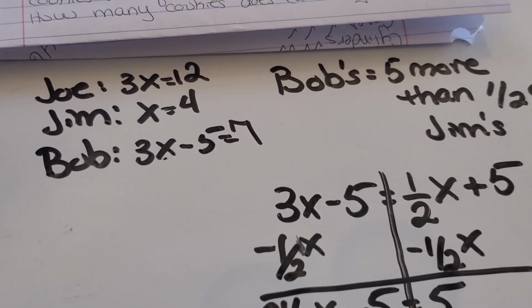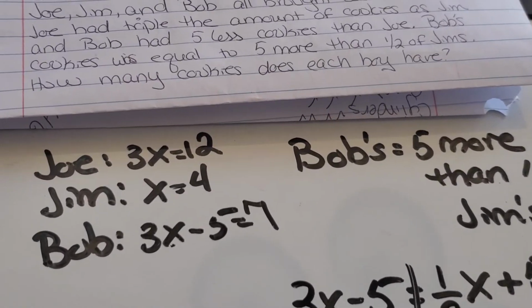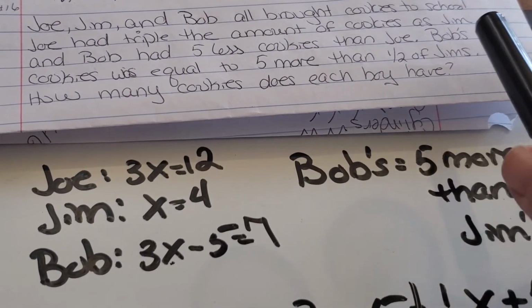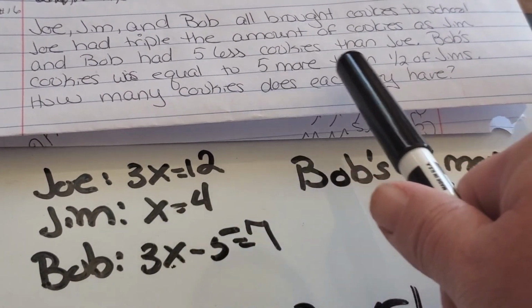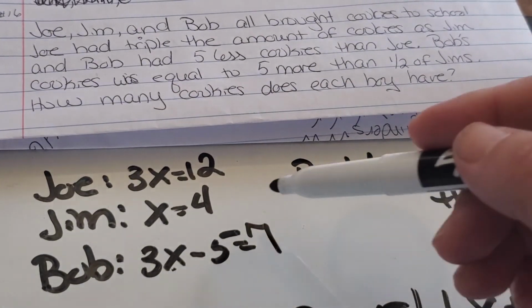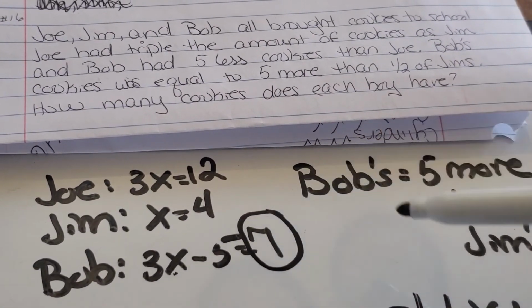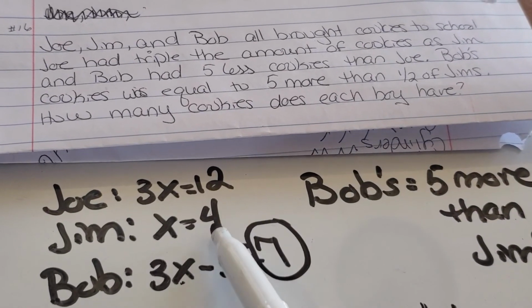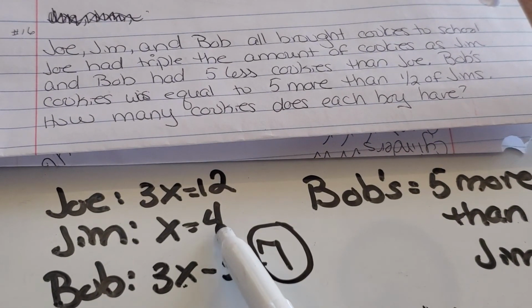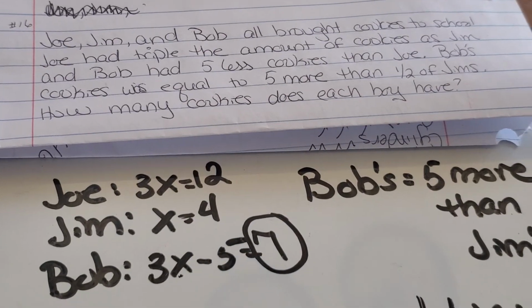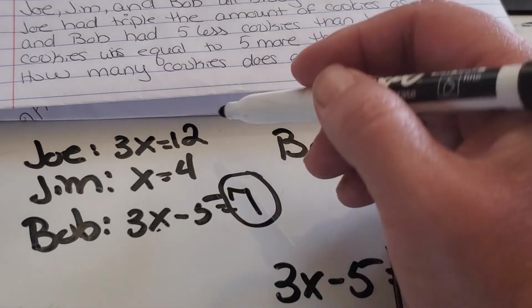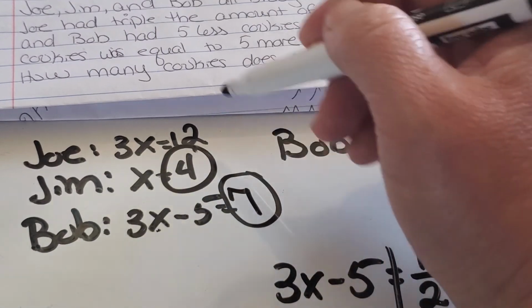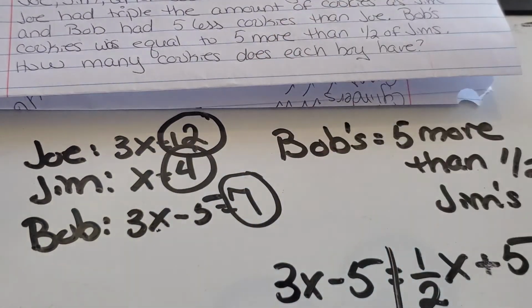Now you can double check yourself by making sure that Bob's cookies really is equal to 5 more than half of Jim's. Well, Bob's cookies is 7. Is that equal to 5 more than half of Jim's? Well, half of Jim's would be 2. 5 more than that would be 7, so it does work. So Jim has 4 cookies, Bob has 7 cookies, and Joe has 12 cookies.